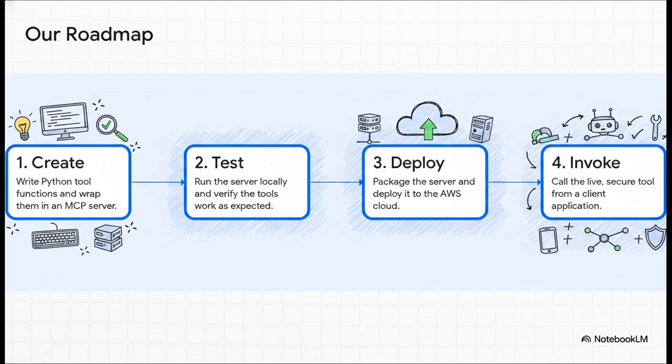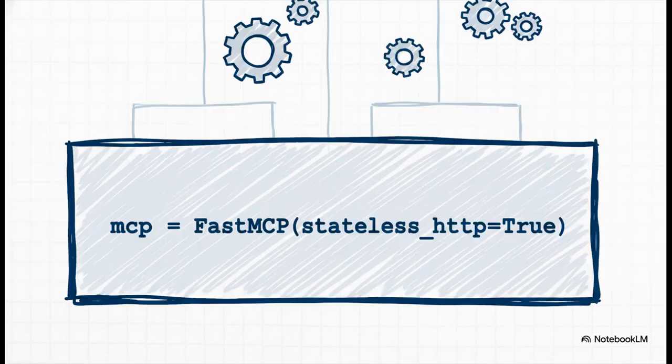So let's jump into step 1, create. The whole process starts with what is honestly surprising simplicity. This one line of Python code, that's the entire foundation of our tool server. We're just creating an instance of FastMCP, and you can see we're setting it to be stateless, which is perfect for the simple tools we're starting with.